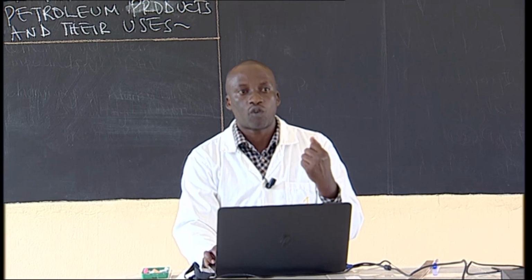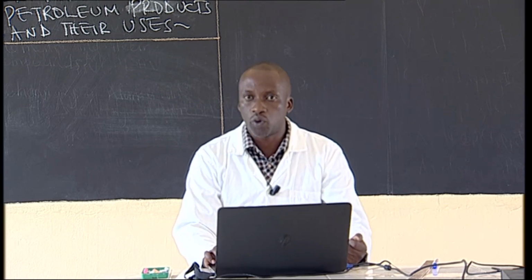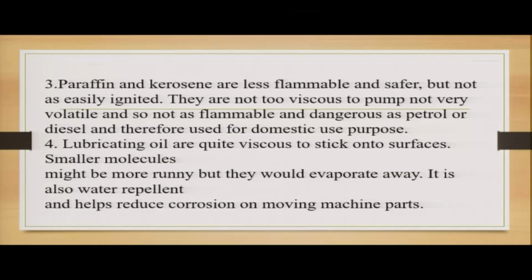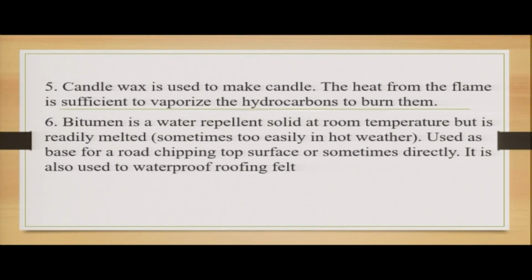And we looked at some of the uses that we have mentioned: for cooking, and as fuel for moving machines like the engines of vehicles. We mentioned lubricating oil, which is used in the moving parts, and paraffin and kerosene. They can also be burnt and produce some heat, although they are less flammable compared to the smaller ones. Lubricating oils prevent friction and corrosion of the moving parts of machines. And we have mentioned candle wax and bitumen, which is used as a water repellent substance in road surfacing. That is what we were supposed to look at.